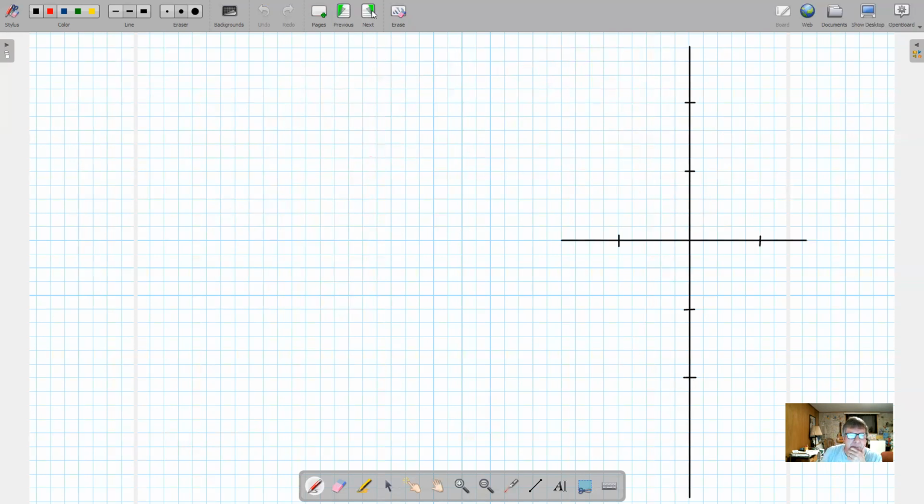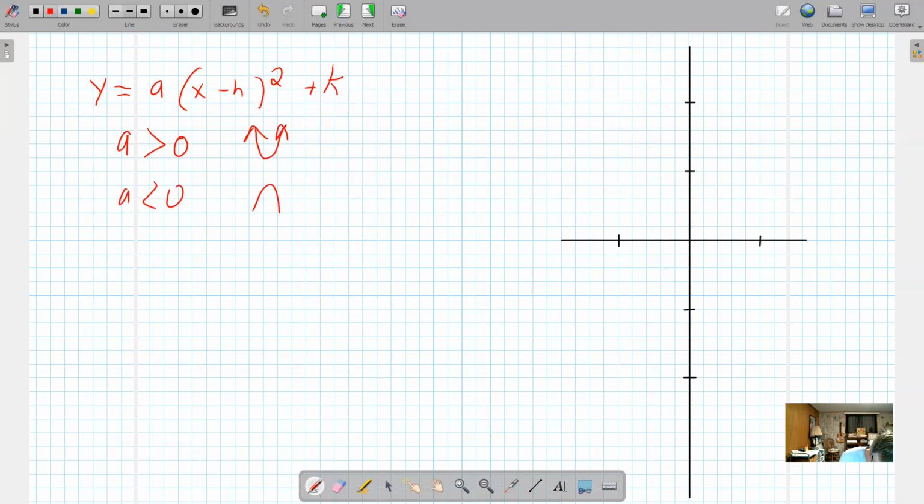All right, so let's sum up all of this. If we have the following, y equals a times x minus h squared plus k. If a is greater than 0, the parabola opens upward. If a is less than 0, the parabola opens downwards. Okay, now there's something else I want to look at.